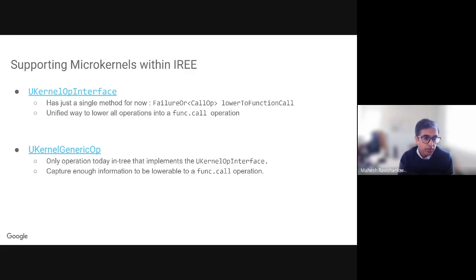The interface just allows you a general way for the compiler to lower all the microkernel ops into a function call. And while today we have only a single op that is one way of getting the func.call that you want, you could have many different ways of doing that. And that could be added as we go along. But for the purposes that we have today in tree, a single operation is enough. And I'm going to go through the mechanism of how this generic op works and captures all the information that it needs to lower into the call to the microkernel.